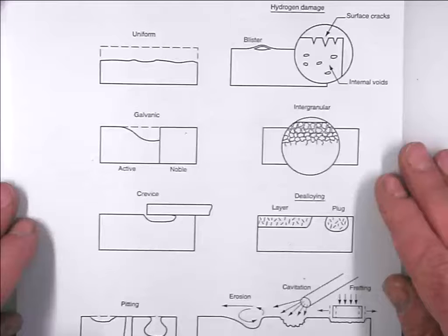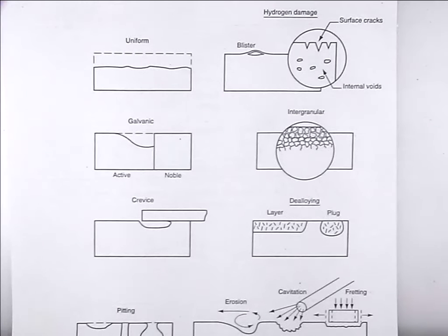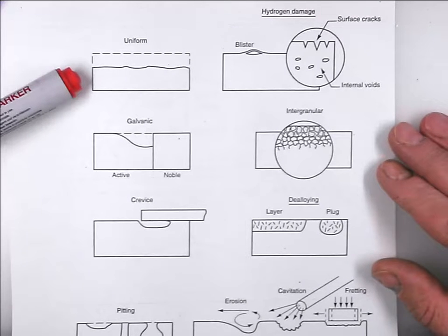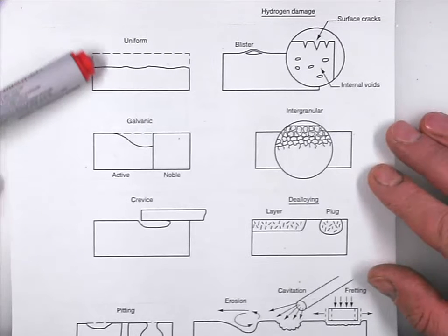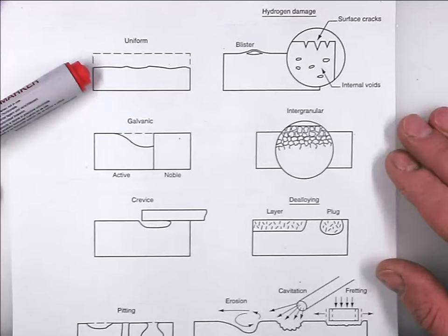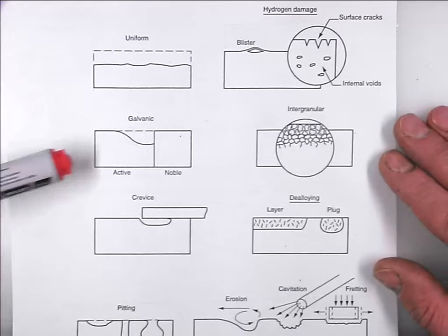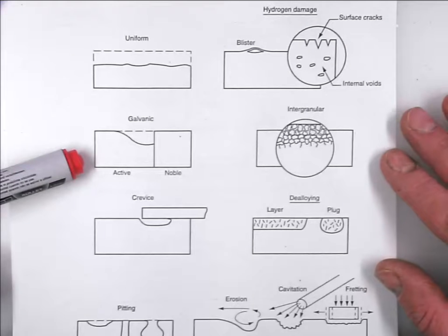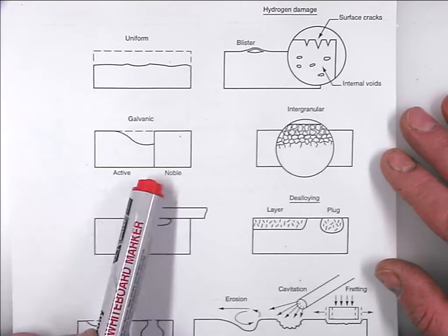So on your handout you've got some of the common forms of localized corrosion. We're going to go through some of them. There's the uniform attack, just getting a general loss of the through-section thickness of your structure. The next thing we're going to talk about is galvanic corrosion, and the reason for that is that where the interface is between the anode and cathode material, you get enhanced removal of the anode material.